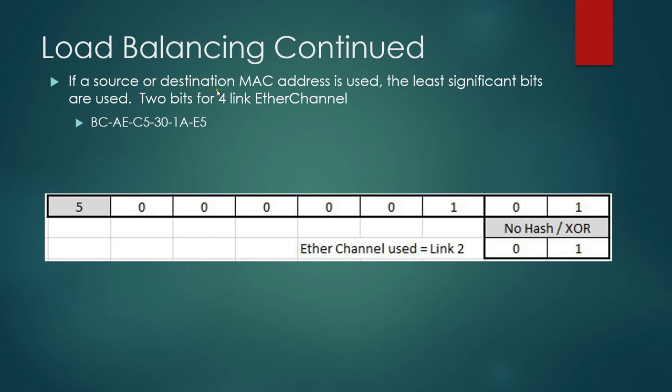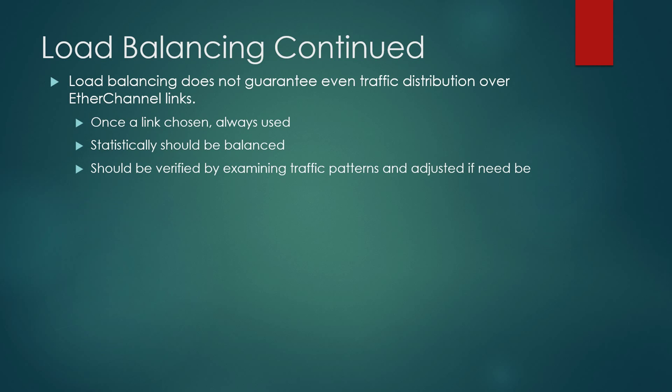But as I stated earlier in this little video, you have to examine the traffic loads of your network and determine what would be the best type of load balancing to use to get the best performance out of your EtherChannel. And I think it's become pretty clear by this point that load balancing is never going to be a rock solid guarantee of distributing traffic evenly across your EtherChannel. And that's because once a link is chosen to move traffic, that link is always going to be used. But statistically, as we had stated, we should have an even distribution of traffic across our EtherChannel.